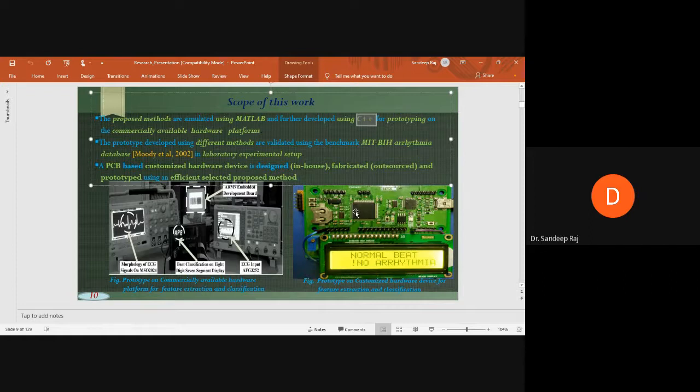On the right-hand side is just a snapshot of the fabricated PCB-based handheld device. It shows that a normal beat is being detected by this customized hardware, and no alarm is generated, so no abnormality or arrhythmia is found.